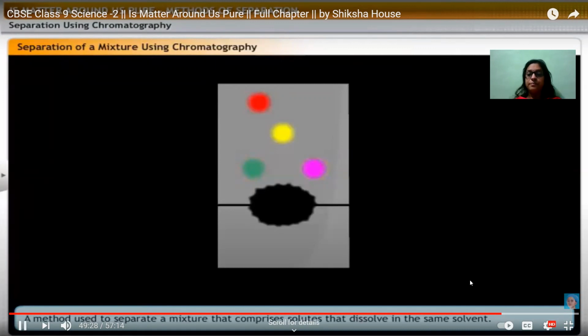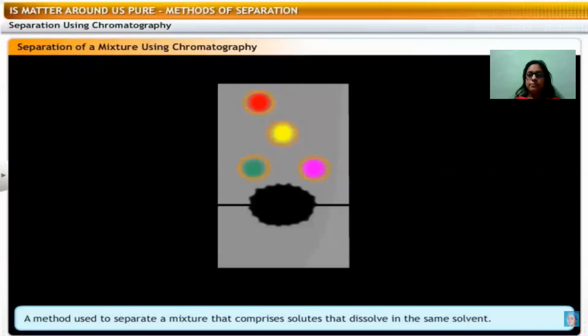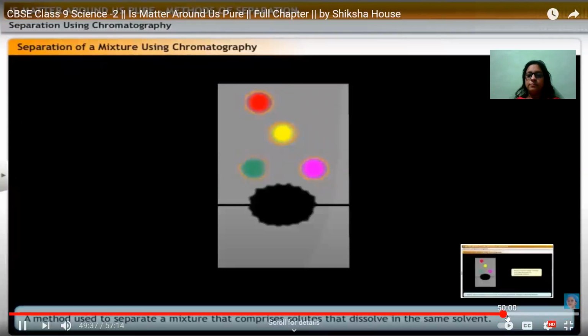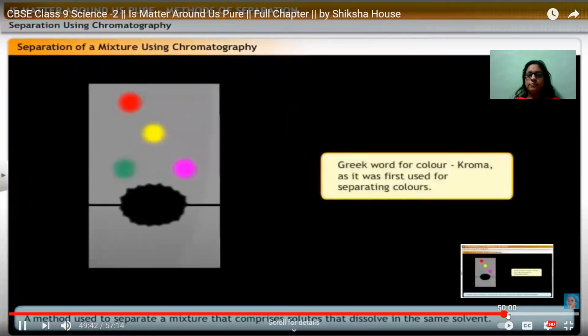Okay. Most soluble rises faster and higher. This is why there are differently colored spots on the paper. This process of separation is called chromatography. This method gets its name from the Greek word for color, chroma, as it was first used for separating colors. Chromatography is specifically used to separate a mixture that comprises solutes that dissolve in the same solvent.